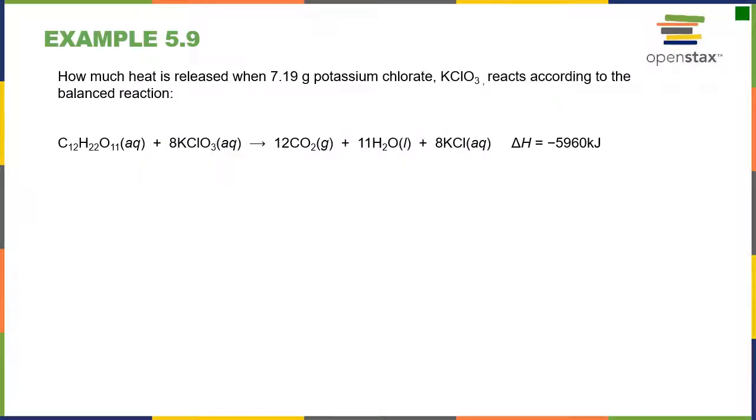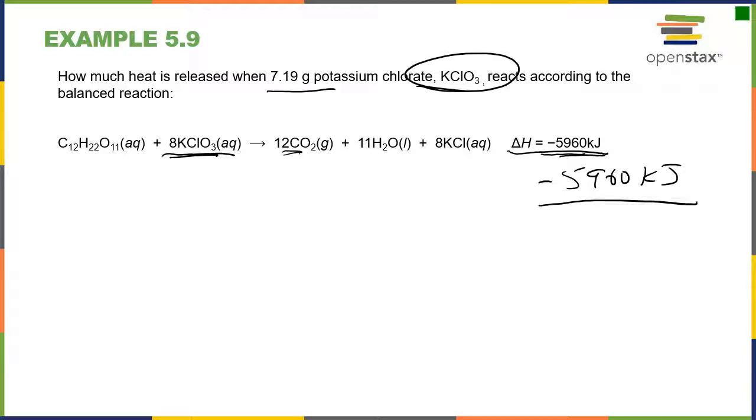And we can do some math for this. So if we take a look at this reaction, we have sucrose reacting with potassium chlorate, making carbon dioxide, water, and some potassium chloride. This reaction produces minus 5,960 kilojoules for 1 mole of sucrose, for every 8 moles of KClO3. It would produce that amount of heat for every 12 moles of carbon dioxide produced, etc. So we have minus 5,960 kilojoules of heat produced. Now I'm picking potassium chlorate because that's what our question involves. We go to our balanced equation and we do this for 8 moles of KClO3.